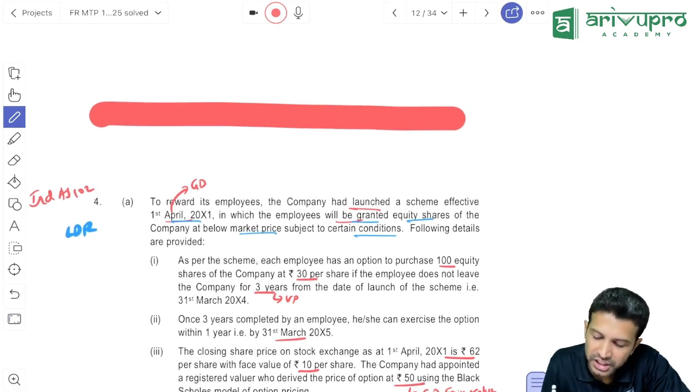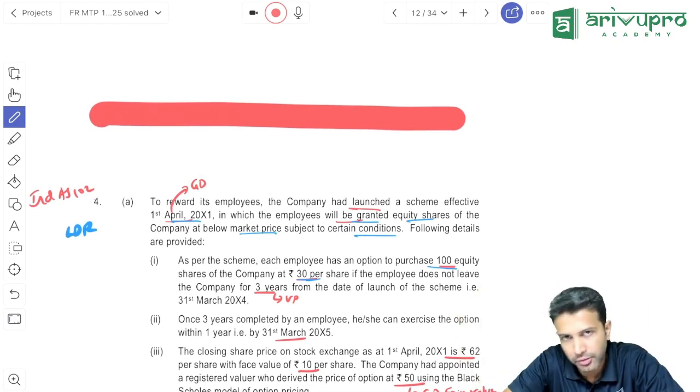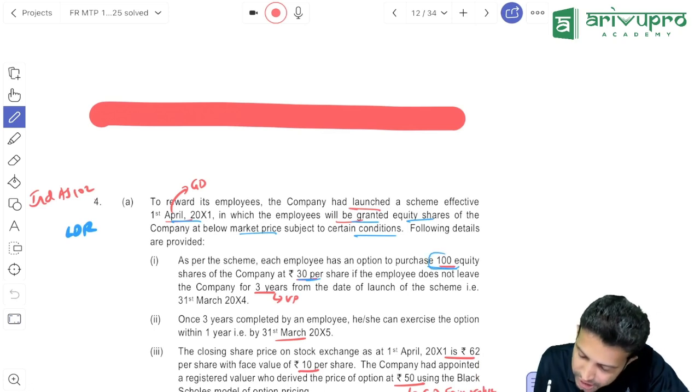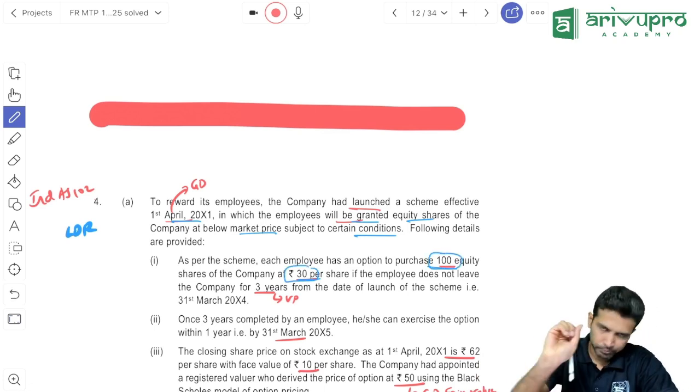As per the scheme, each employee has an option to buy 100 equity shares of the company at 30 rupees per share. Shares are not given to the employees free of cost. Each employee can buy 100 shares, and for each share they have to pay 30 rupees.